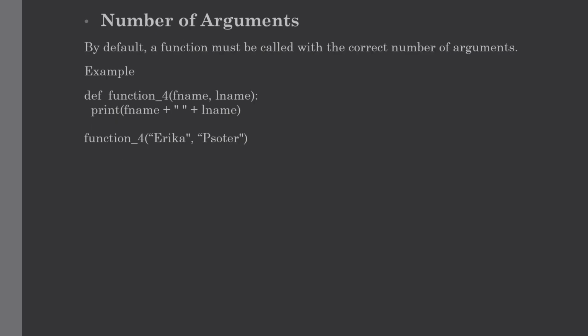So our next topic is the number of arguments. By default, a function must be called with the correct number of arguments. It means that if your function expects 2 arguments, we have to call the function with 2 arguments, not more and not less. Otherwise it will show an error. Let me show you how.